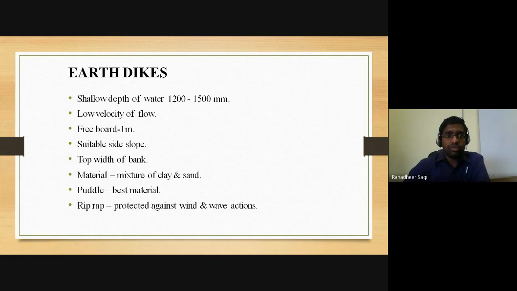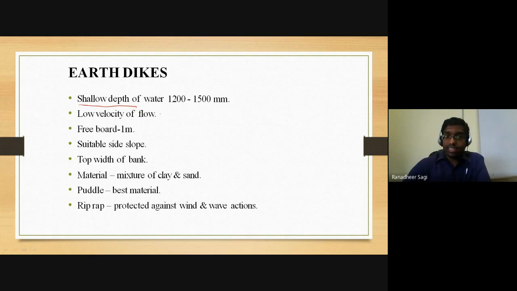So let us try to understand. This earth dikes type of cofferdam is suitable when you are required to handle water of relatively shallow depths, in the sense the depth of water flowing through that particular region is relatively 0.2 to 1.5 meters. In such a case only you deal with this kind of earth dikes.